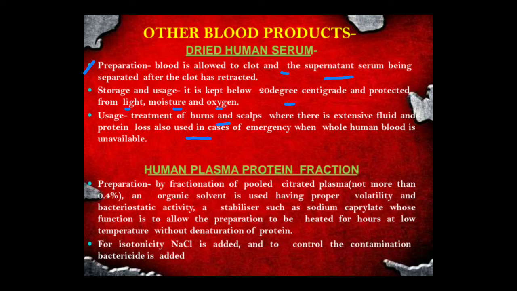Human plasma protein fraction. The preparation is by fractionation of pooled citrated plasma, using an organic solvent having proper volatility and bacteriostatic activity. A stabilizer such as sodium caprylate is used, whose function is to allow the preparation to be heated for hours at low temperature without denaturation of the proteins. For isotonicity, sodium chloride is added, and to control contamination a bactericide is added.